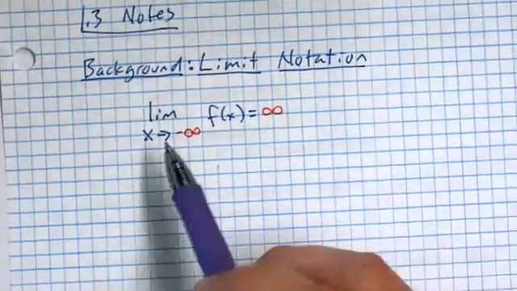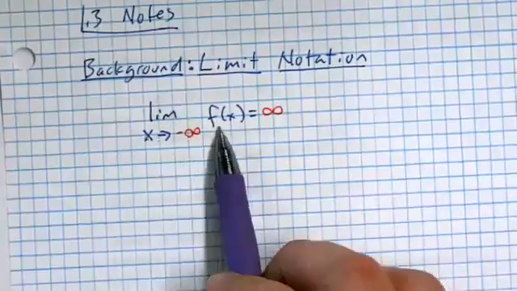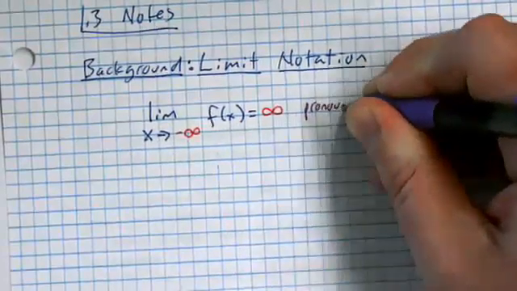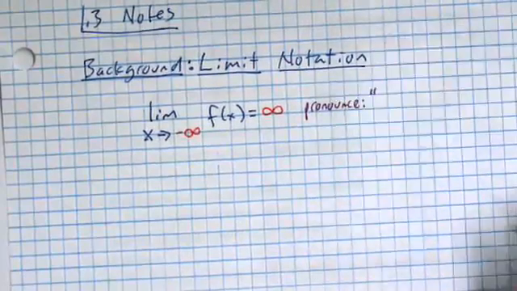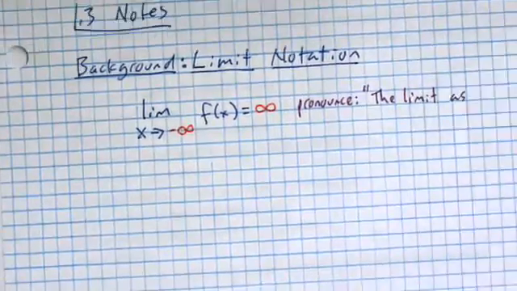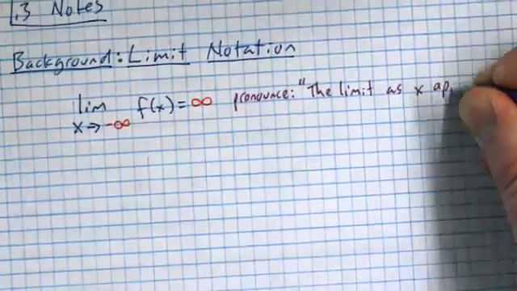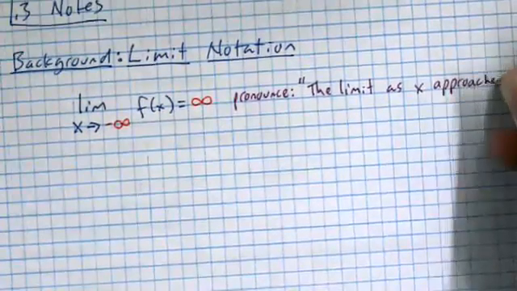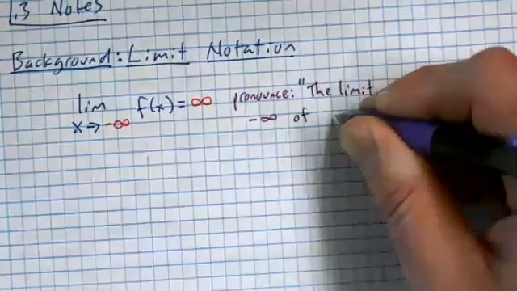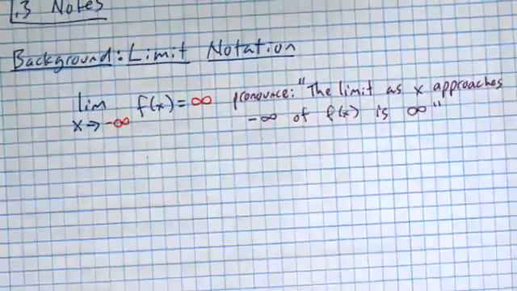You would pronounce this as the limit as x approaches negative infinity of f of x equals infinity. And I'm going to write that down here. I know, isn't that awesome? The limit as x approaches negative infinity of f of x is infinity. That's how we say it.